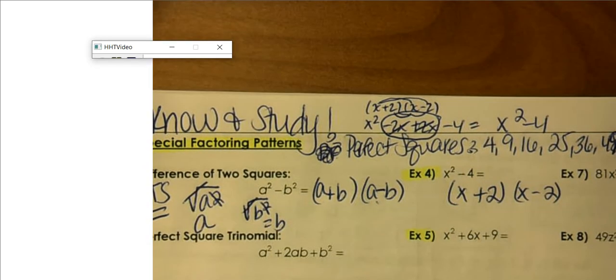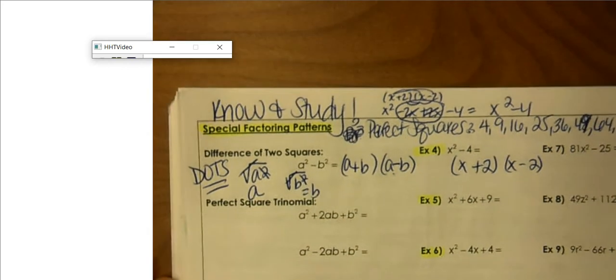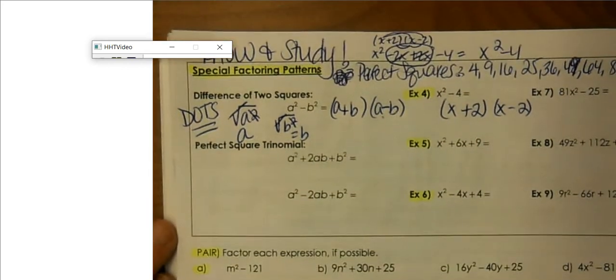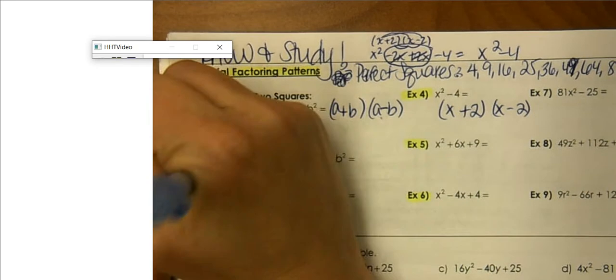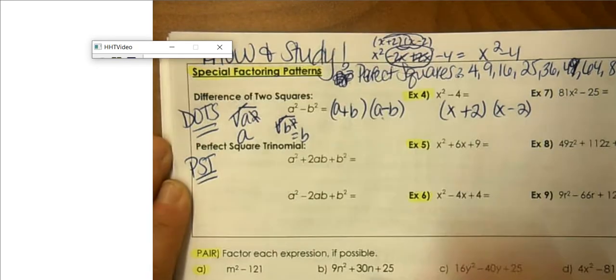So this is a pattern that mathematicians noticed, and I would like you guys to make sure that you know it as well. That first pattern is called DOTS, difference of two perfect squares. The next one we lovingly call in our class PST, perfect square trinomial.